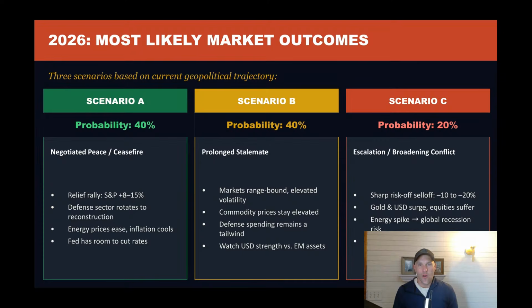This is a prolonged stalemate. So that's more of this. We're just kind of stuck here, butting heads, and markets stay range bound. The volatility stays elevated. The oil prices stay elevated. They're still spending on defense, so there's a tailwind in those markets. And there's signs of hope followed by a few steps backward.